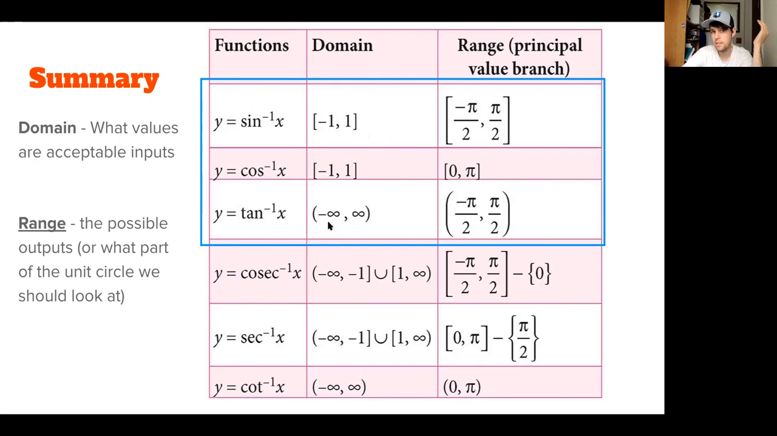Tangent is a little different because tangent actually gets outputs that go to infinity and go to negative infinity. We know that because of the asymptote behavior of its graph. Therefore, we can take any number in that we want. There you go.